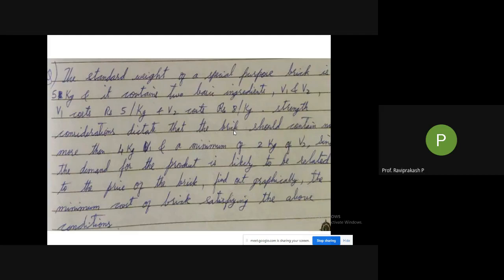Strength considerations dictate that the brick should contain not more than 4 kg of V1, and a minimum of 2 kg of V2, comma.